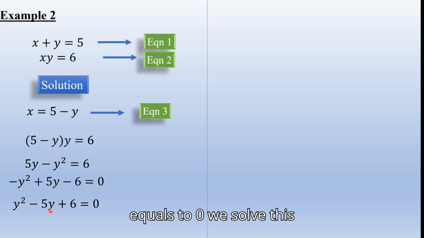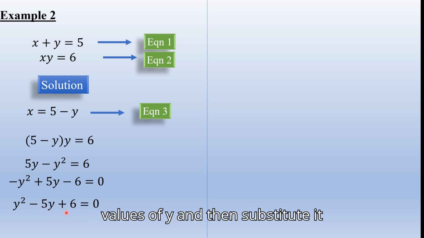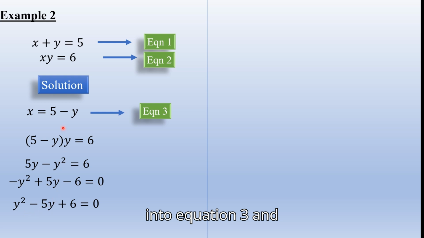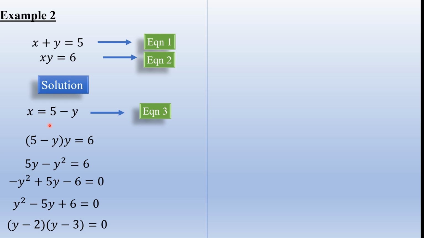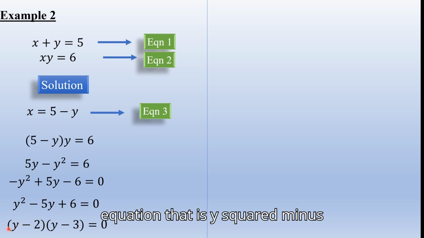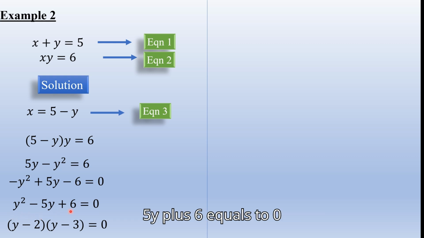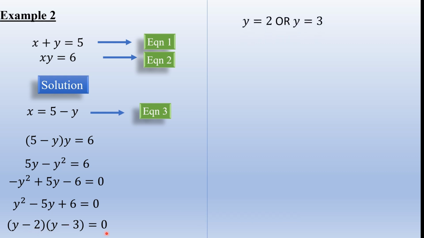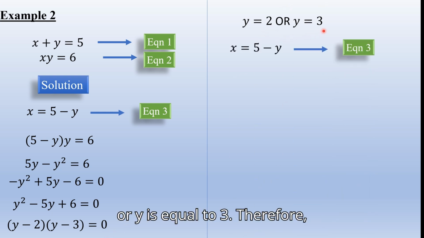We solve this quadratic equation and then get the values of y, and then substitute it into equation 3, then get the values of x. So the factors of this quadratic equation, that is y squared minus 5y plus 6 equals 0, are y minus 2 and then y minus 3 equals 0. So y is equal to 2 or y is equal to 3.